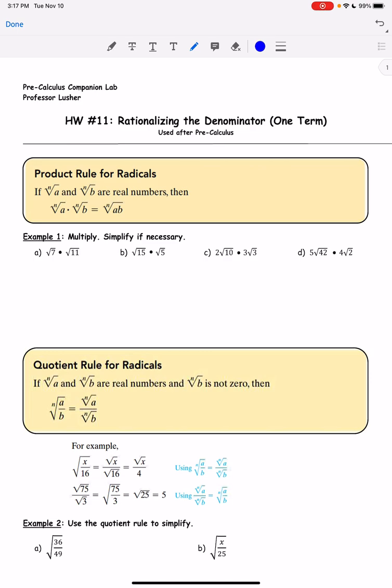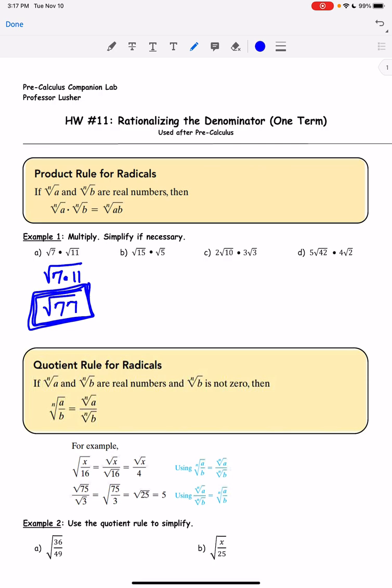So we have the square root of 7 times the square root of 11. Even though we don't see it, there are little known 2's right there, right? That's the square root. And so we can put those together and say this is 7 times 11, which gives me the square root of 77. Okay, we've done this before, right?